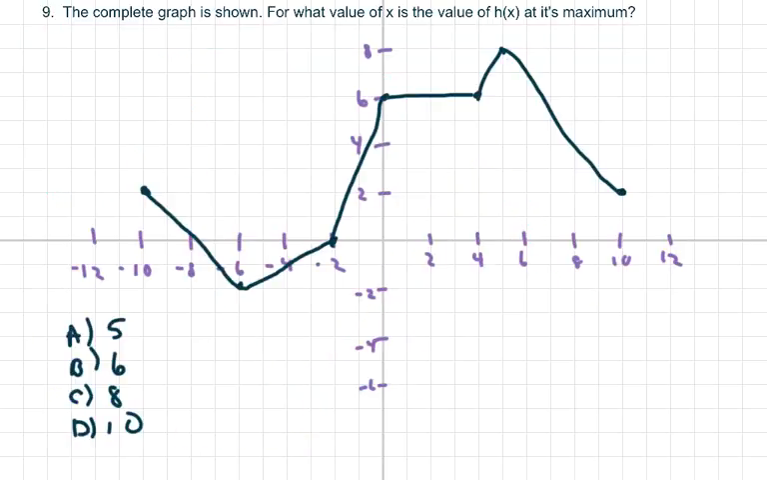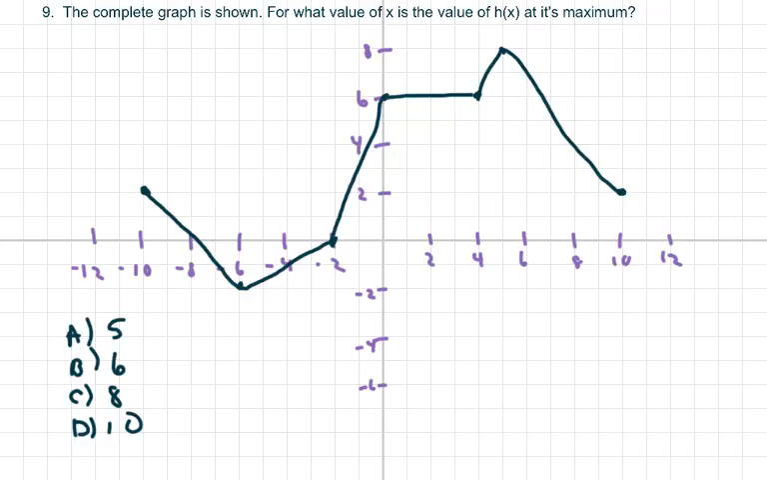The next one, we have another maximum problem. I'll try to find it. Here we go. It's number 9. They want to know the value at its maximum here. And when you get there, we have to know that it's at the point with the range. We're looking at the y values.